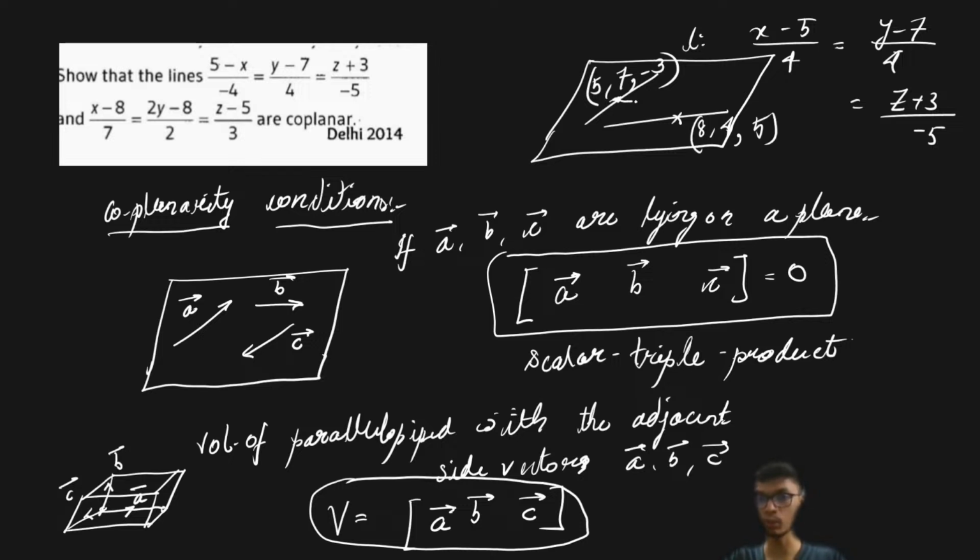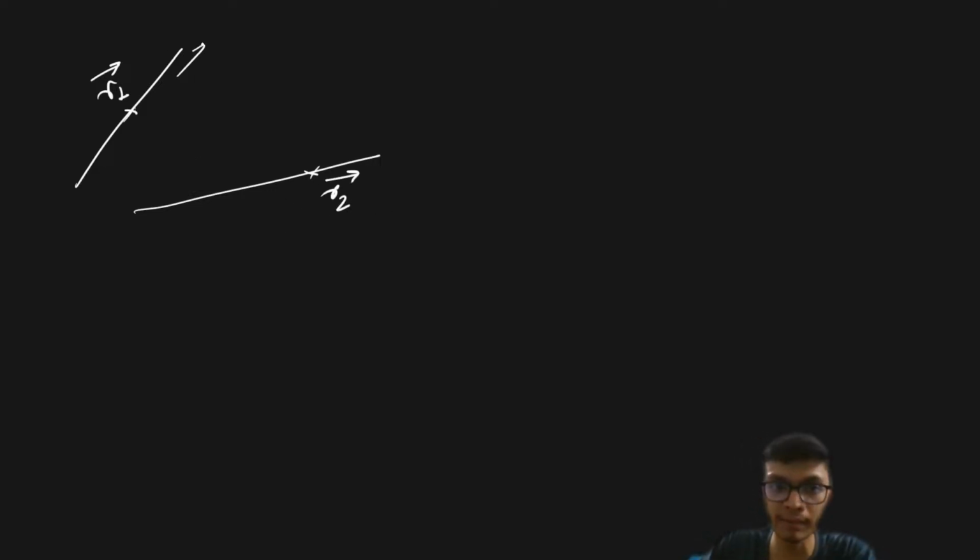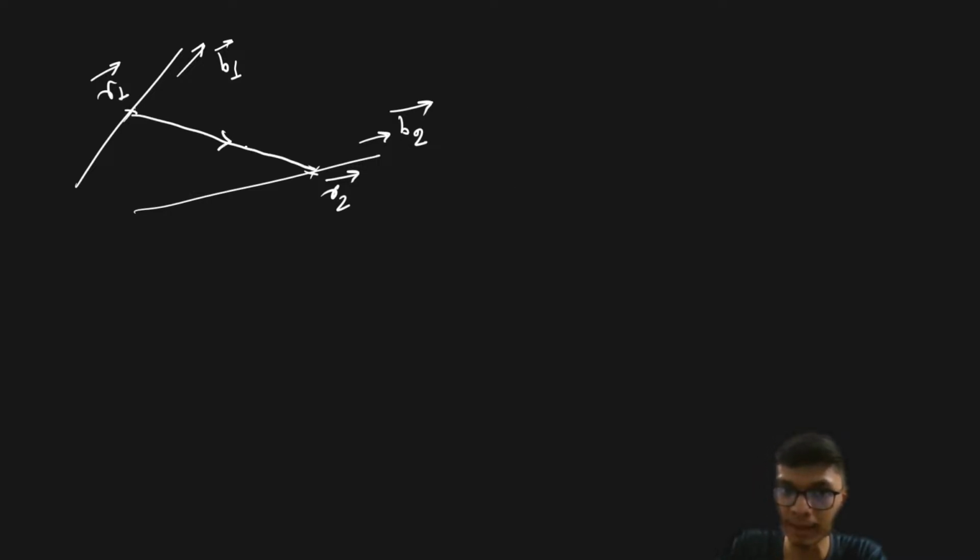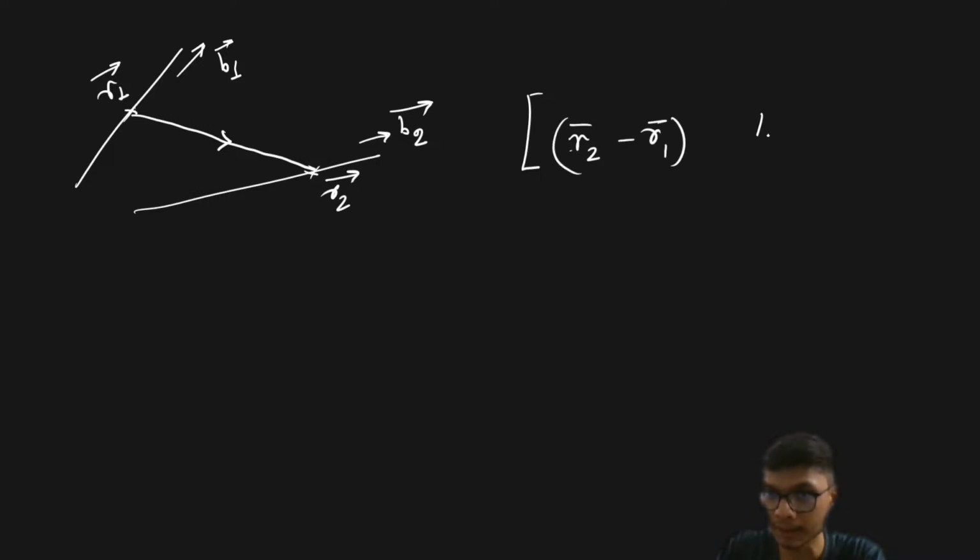So I have 2 points, and from these 2 points I can generate one vector. Also I have two vectors directed along the lines. Let the position vector of the point on the first line be R1 and the position vector of the point on the second line be R2, with directions B1 vector and B2 vector. The condition for coplanarity is that the scalar triple product of R2 minus R1, B1 vector, and B2 vector equals 0.